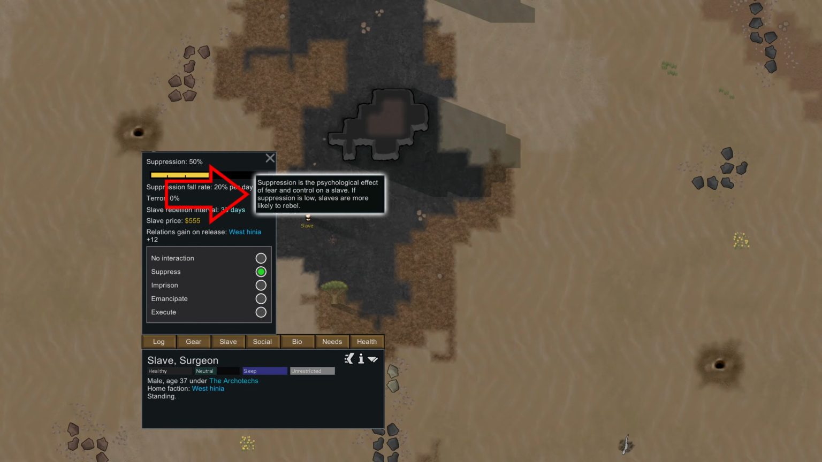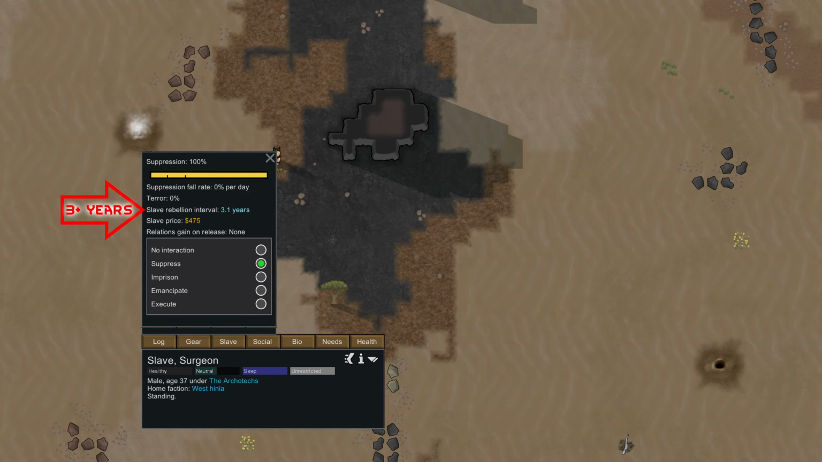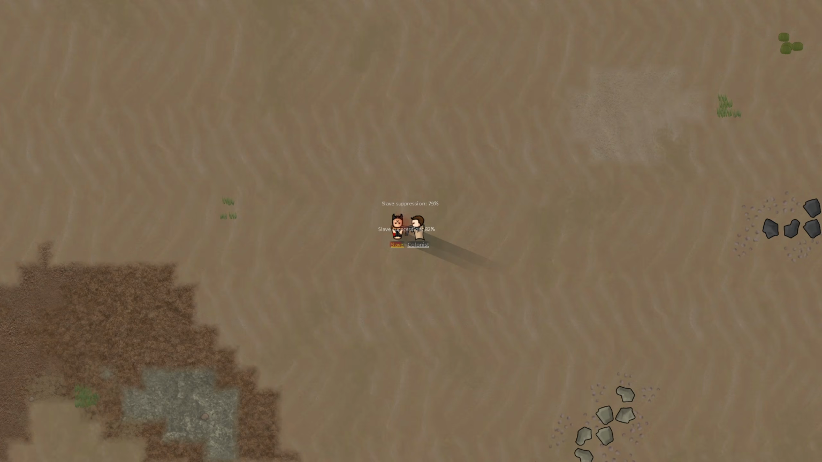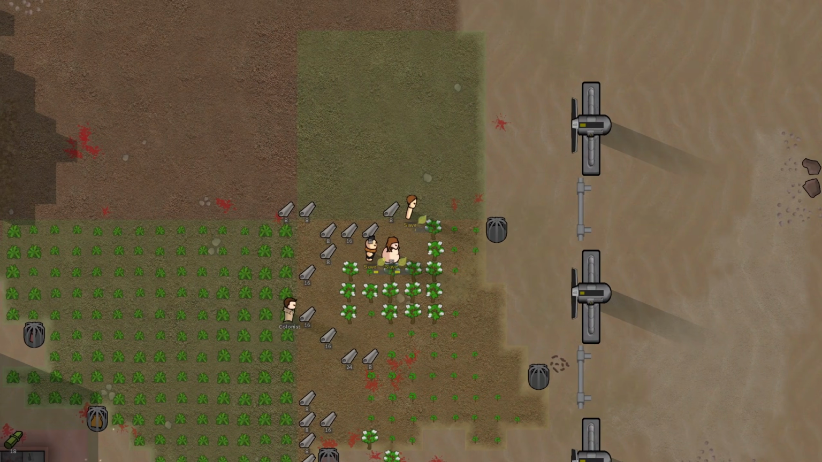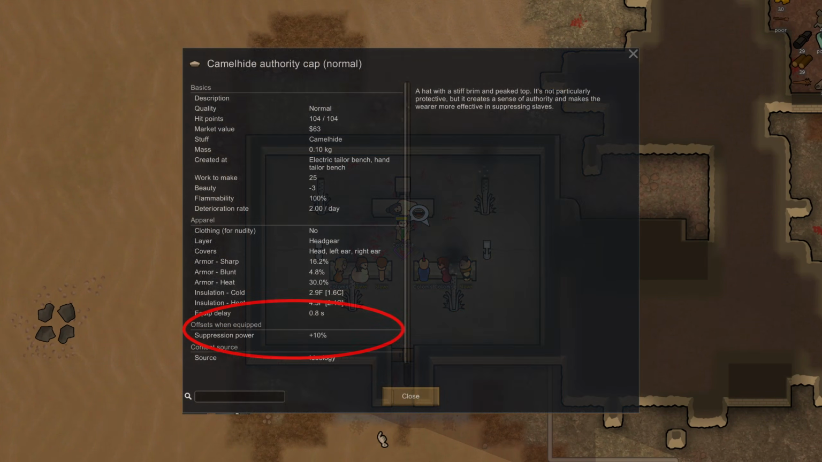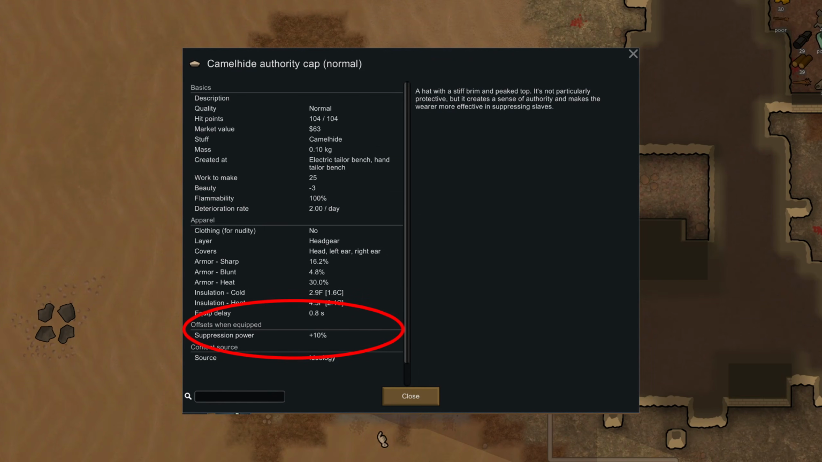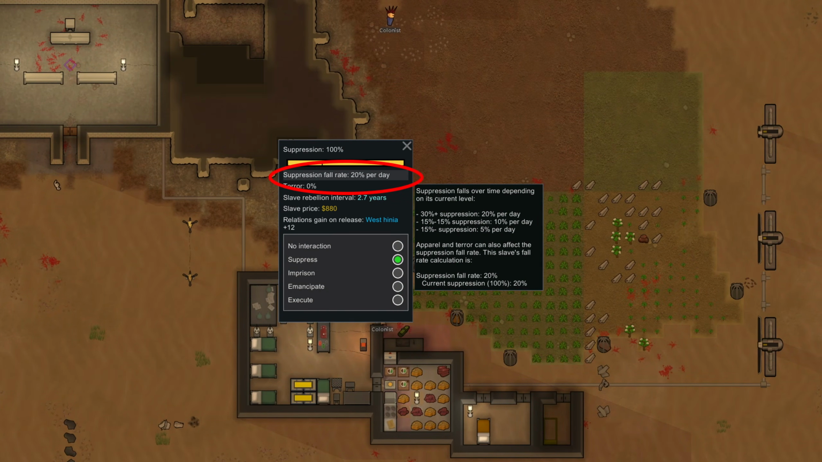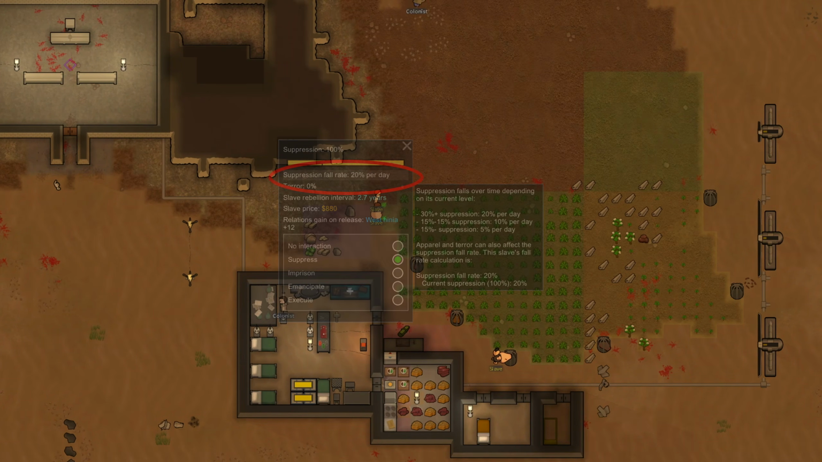Suppression is the amount of psychological fear and control the owners of the slave have upon their slaves. High suppression results in slaves that do not attempt to escape or rebel often. You suppress slaves by beating them, interacting with them with non-slave colonist wardens, or executing other slaves or prisoners with them present. A new hat called the Authority Cap will allow interacting with slaves to increase suppression to be more effective. Suppression will naturally reduce daily by between 5 to 30% unless the player actively works to negate the decay.